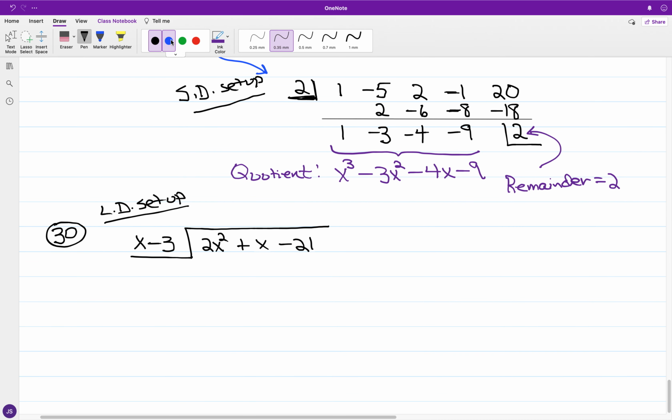And instead of working with long division, if I rewrite the setup where I can perform synthetic division, I have x minus 3 equal to 0. So representing the divisor x minus 3 in synthetic division, we have the number 3. And for the coefficients of the dividend, we have 2, 1, and negative 21.